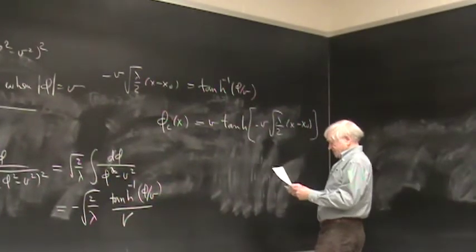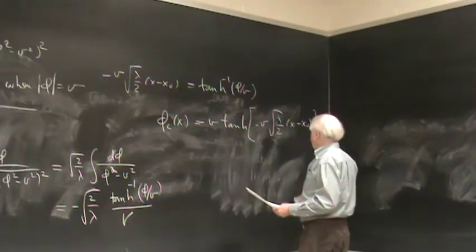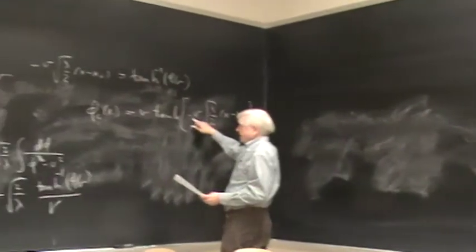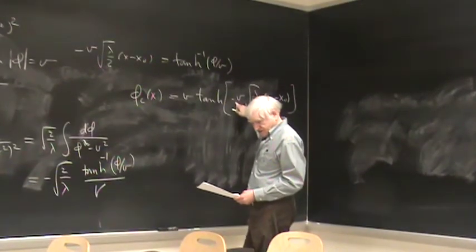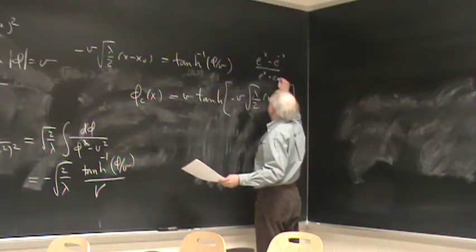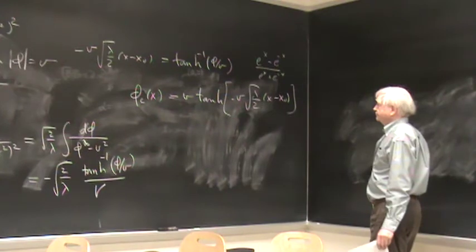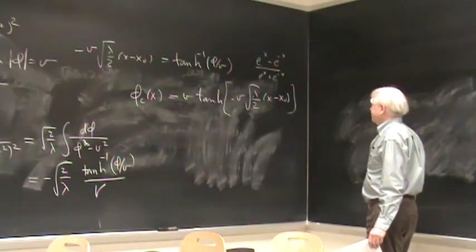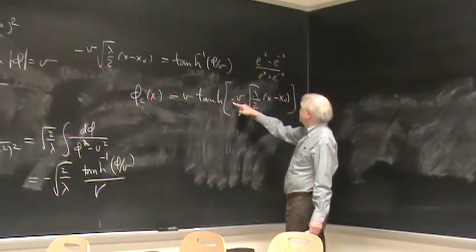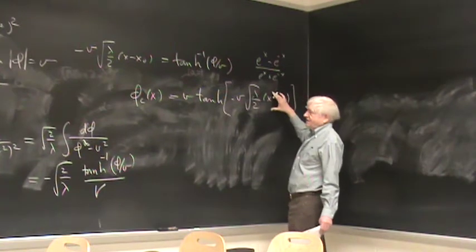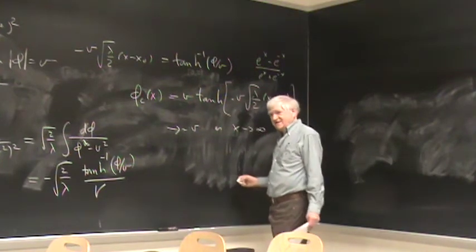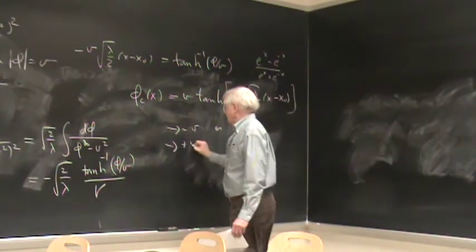So this is the anti-kink. As x goes to infinity, this goes to minus infinity. The hyperbolic tangent is e to the x minus e to the minus x over e to the x plus e to the minus x. So as x goes to infinity, this goes to minus infinity, and at minus infinity this dominates, and this goes to minus 1. So this thing goes to minus v as x goes to infinity. So this is the anti-kink. And as x goes to minus infinity, it goes to plus v.